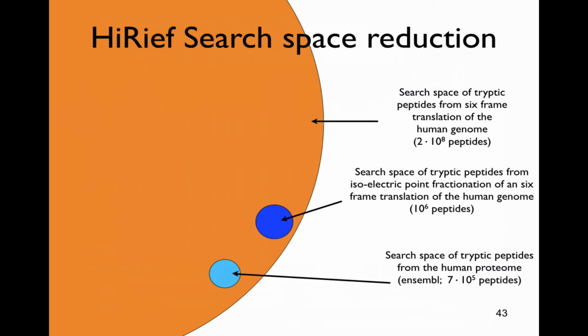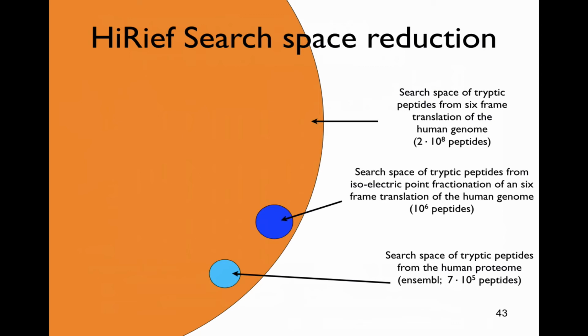I've chosen to illustrate this here in what we call a Sun-Earth plot. So if we would just plot the number of tryptic peptides stemming from 6-frame translation, it will take this huge space here of this orange blob that we couldn't even fit into the slide. Actually compared to the search space of a typical database search, which will be this light blue dot here instead.